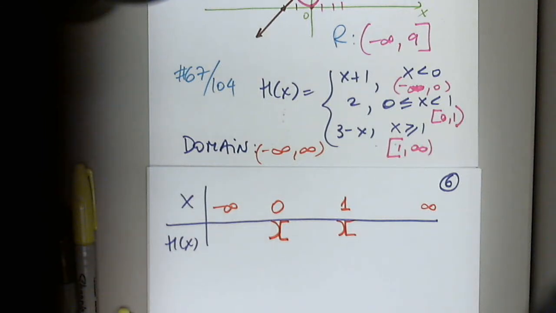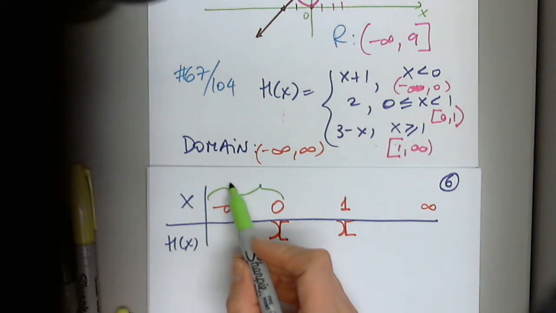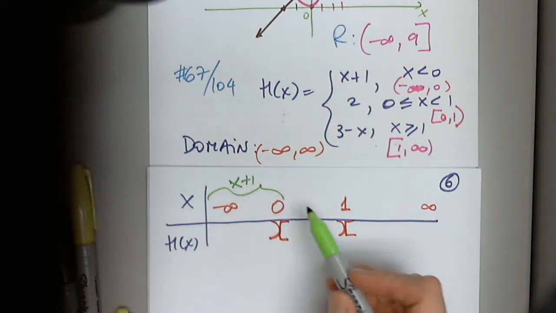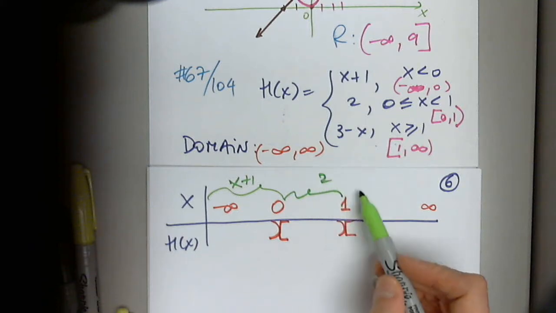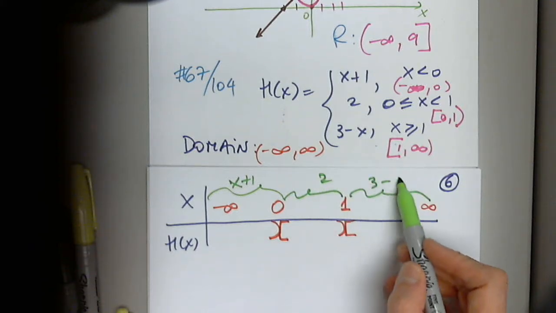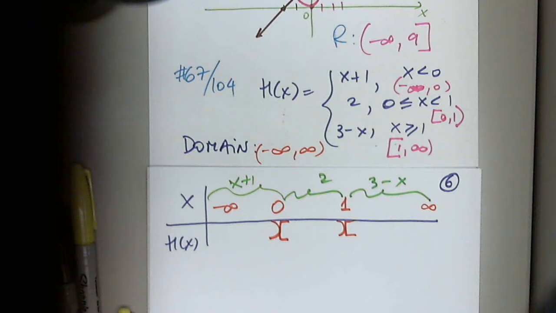Which function will I use for the first interval? I know it's an overkill. I know it's right there, but it may not be arranged correctly. Which function? x plus 1. Perfect. In the middle, 2. And the last, 3 minus x. Very good. It appears that all these three functions are what type? Perfect.